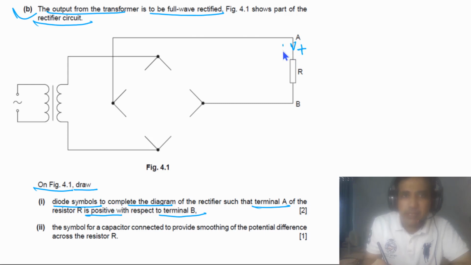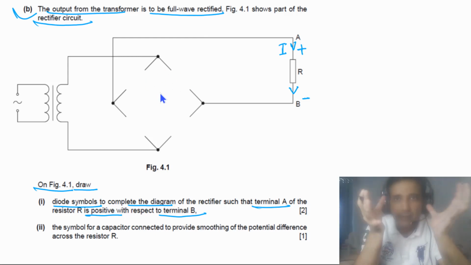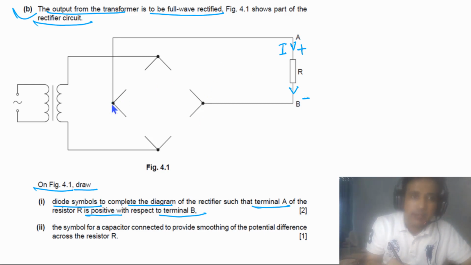Positive means that current has to enter from this side, and negative means that current will be leaving from this side. Now we need to draw symbols of diodes to make a rectifier circuit, or simply we can say a bridge rectifier for full wave rectification. This terminal is positive and it is connected with this end of this diamond shape. So diodes have to converge at this point, and from this point diodes have to diverge.